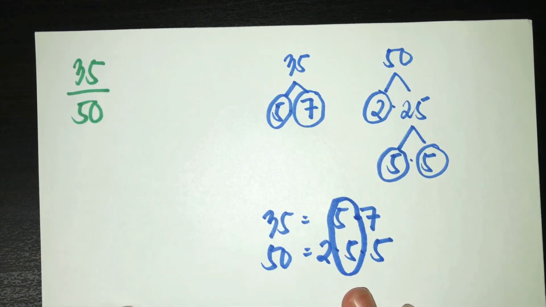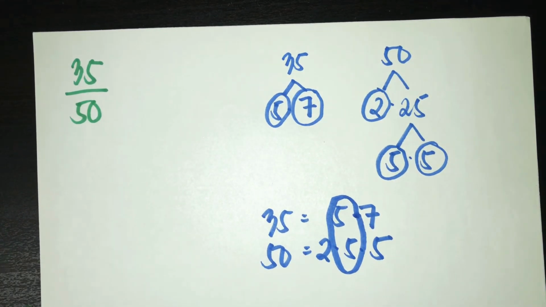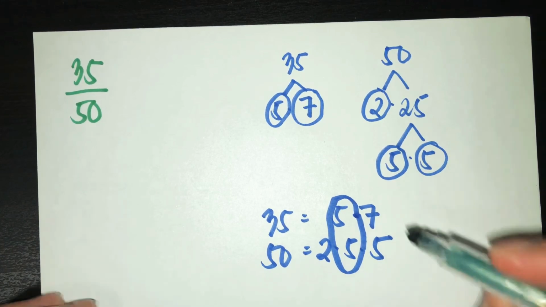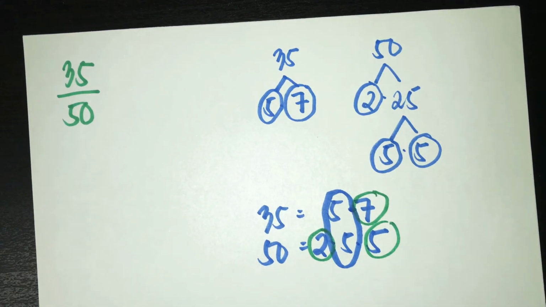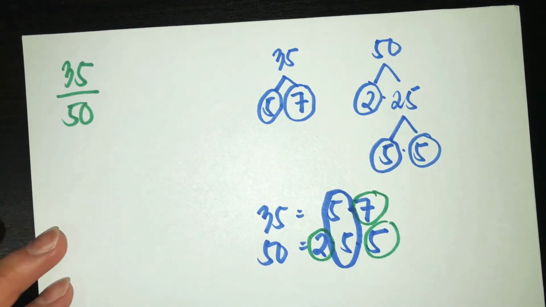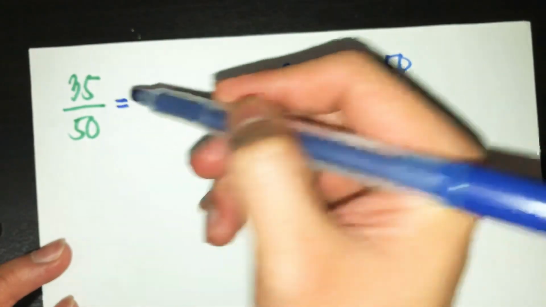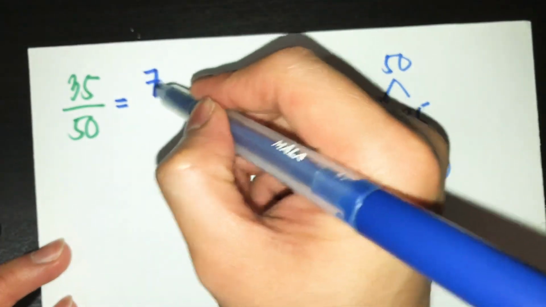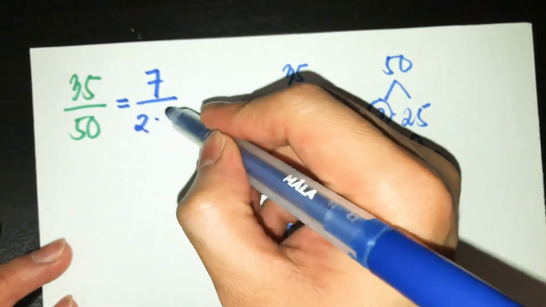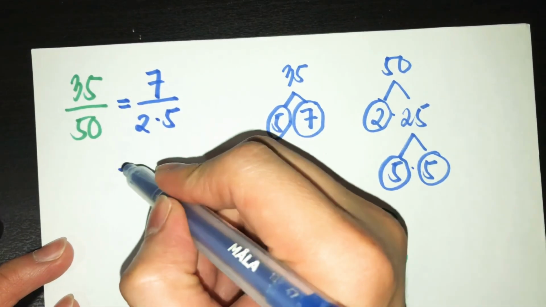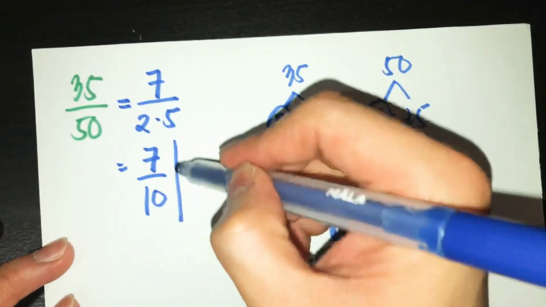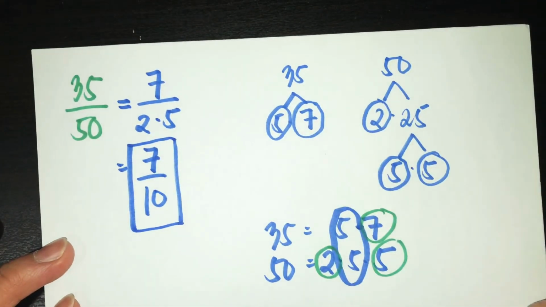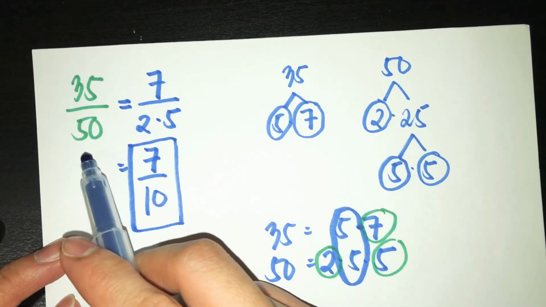Now we're going to remove the common factor, and what is left is this, and this. If we write that, we have now 7 over 2 times 5. So we have now 7 over 10. This is the simplest form or lowest terms of 35 over 50.